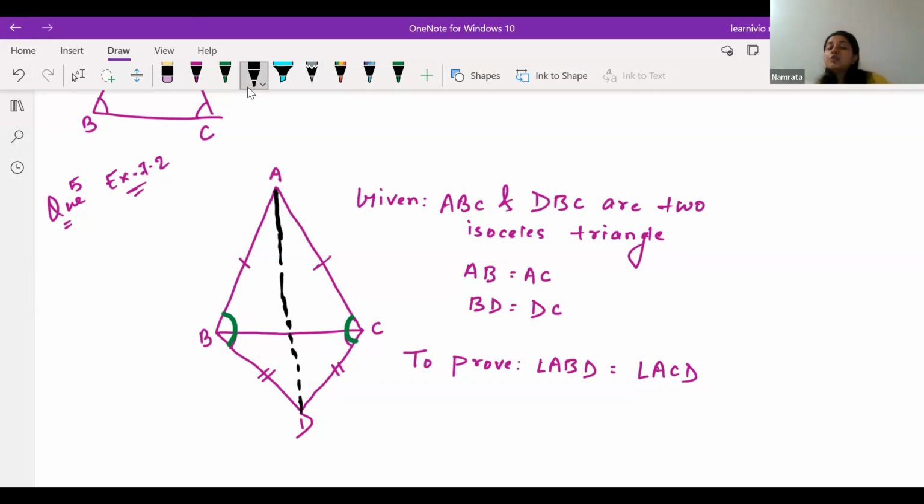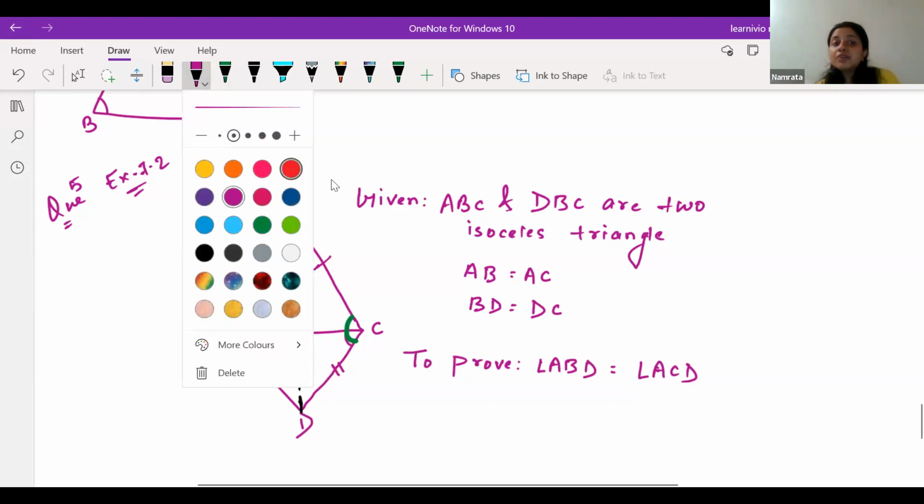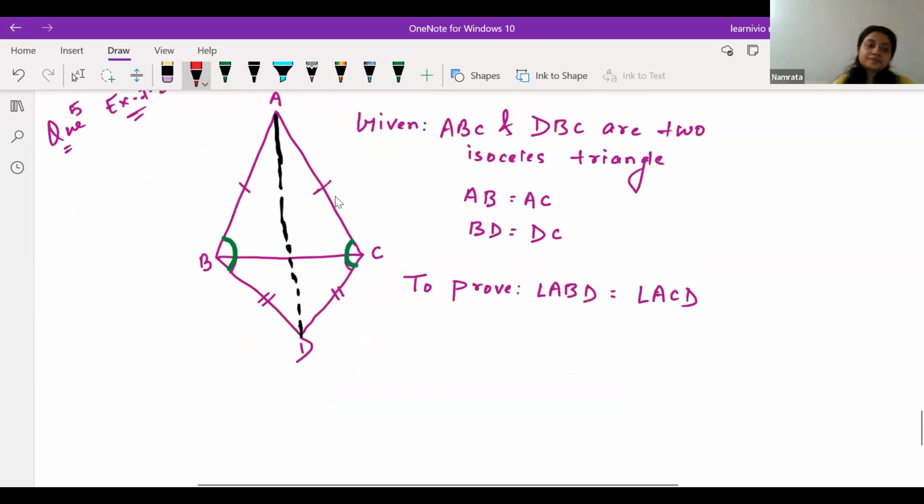So if we do this construction, we have to check whether it's possible to prove that this triangle, the left side one and the right side one, are both congruent or not. So let's see whether it's possible to show these two triangles are congruent. But before that, we need to mention that we have done one construction. So let's write it. We have joined A with D.